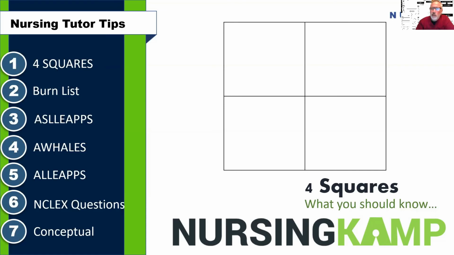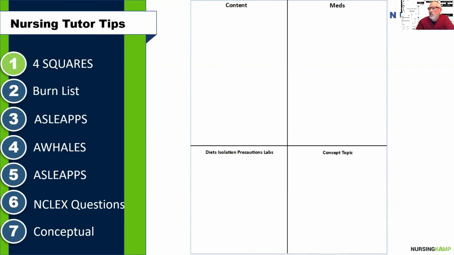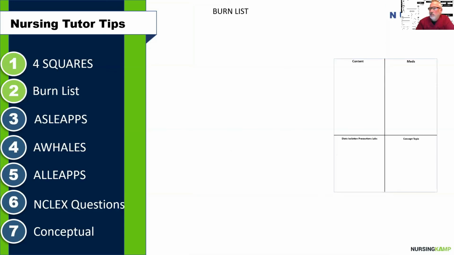All right, so the Foursquares method is basically where we isolate our content areas. Burn list is where we basically take all this content, we put it into a burn list, and we compare our burn list with other students when we're studying. Today we're going to talk about NCLEX questions and how to study together as a group.